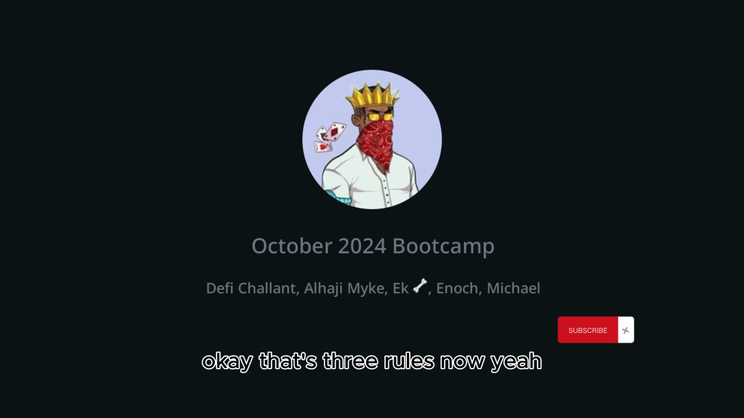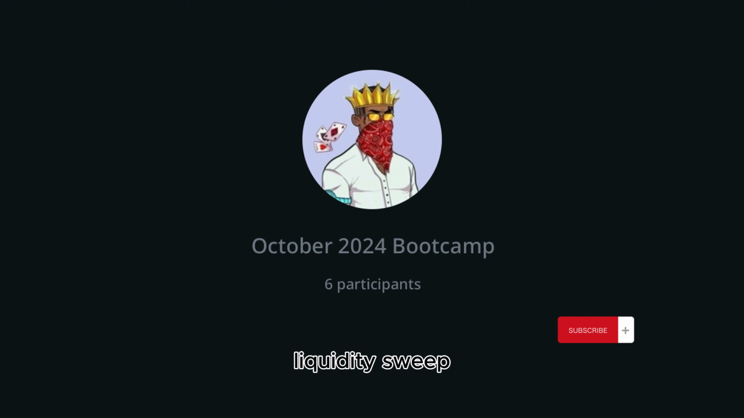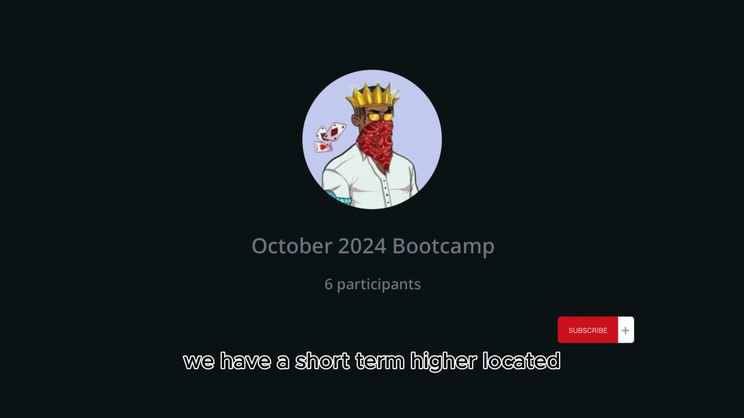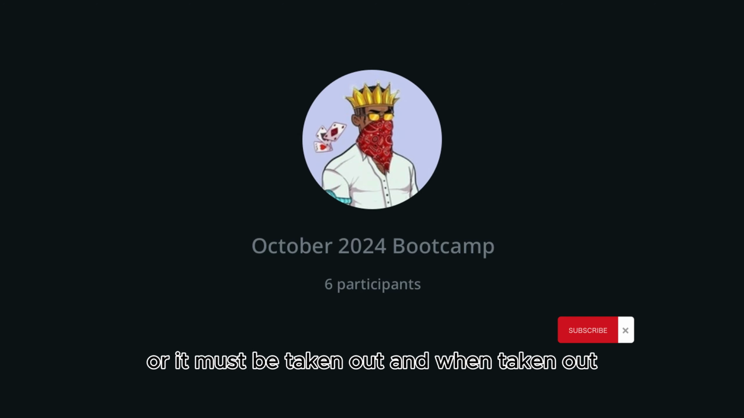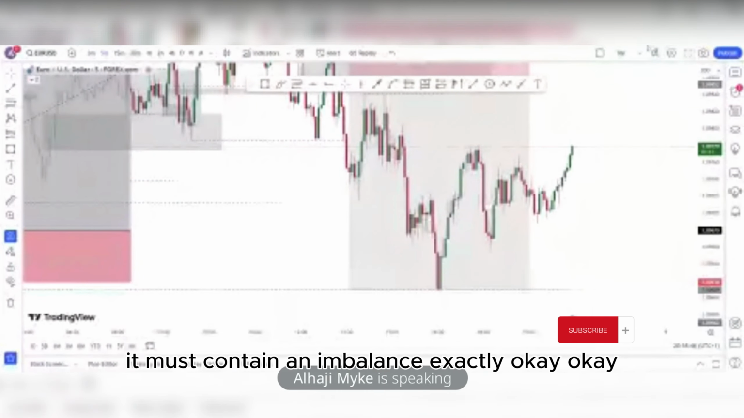Okay, that's 3 rules now. Yeah, 3 rules. Liquidity sweep, just to be clear: we have a short-term high or low created, then it must be taken out, and when taken out, it must create an imbalance. Correct? It must contain an imbalance, exactly.